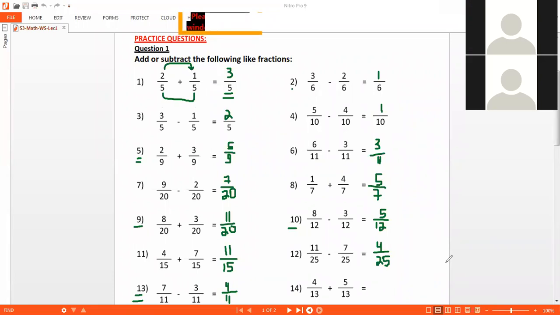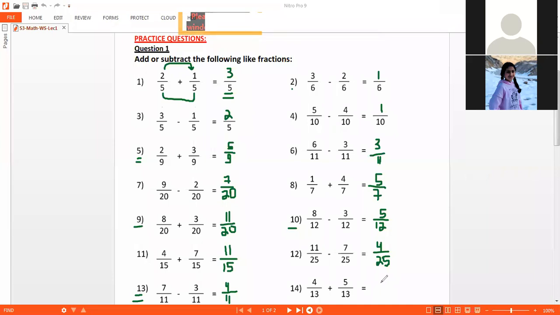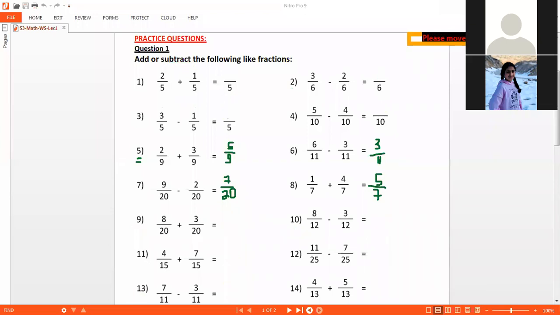Selena? Yes. Yalla Selena. 4 over 13 plus 5 over 13. 9 over 13. Excellent. It's 9 over 13. So did you check your work, guys? Yes, it's correct. Yalla, let us continue.